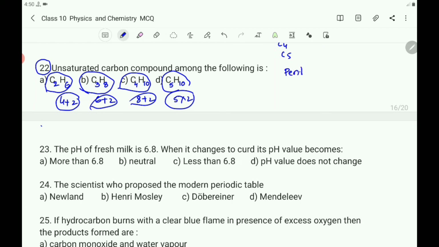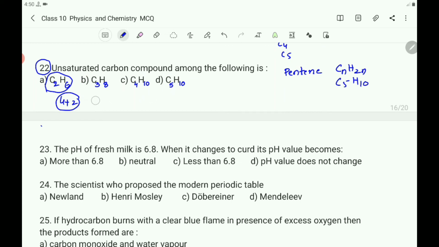What is it? Pentene, that is with the molecular formula CnH2n, that is C5H10. So which is the unsaturated carbon compound? C5H10. C5H10 is the unsaturated hydrocarbon. So option D is the answer.